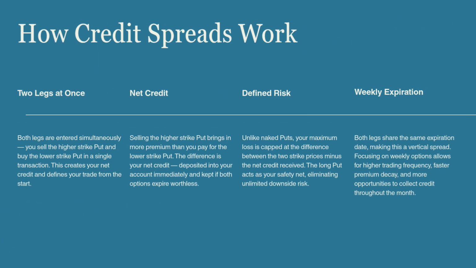So let's get into some of the details on exactly how these put credit spreads work. You've got, again, two legs entered simultaneously. You sell the higher strike put and you buy the lower strike put in a single transaction. That's important. You don't want to leg in or out of these. That lets you create your net credit and defines your trade from the start.